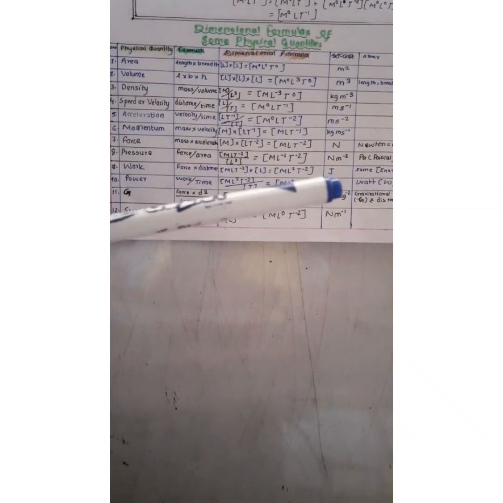Density, mass upon volume. Density means mass upon volume. Yes, you know that. I hope you know all these basic formulas, and if we know the basic formula, we can convert it into the dimensional formula. It is easy, I think.